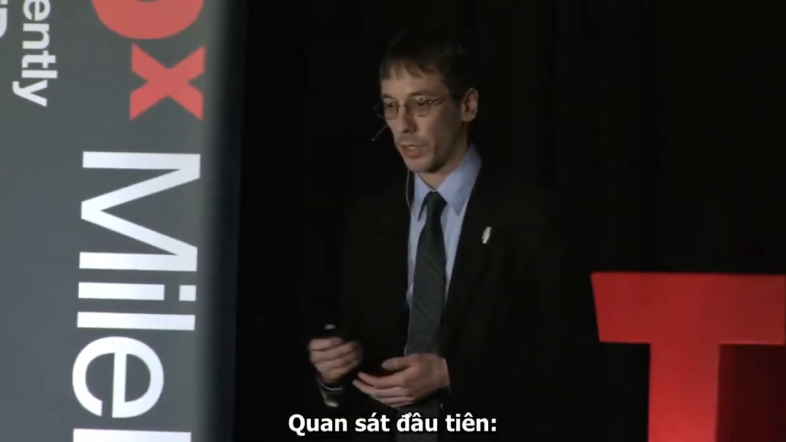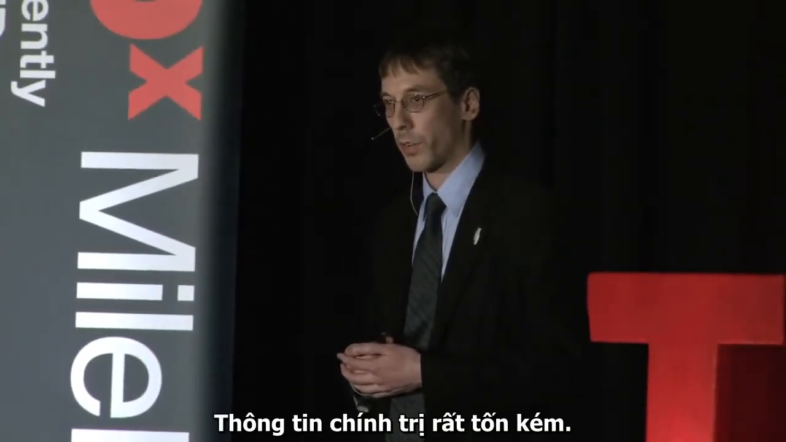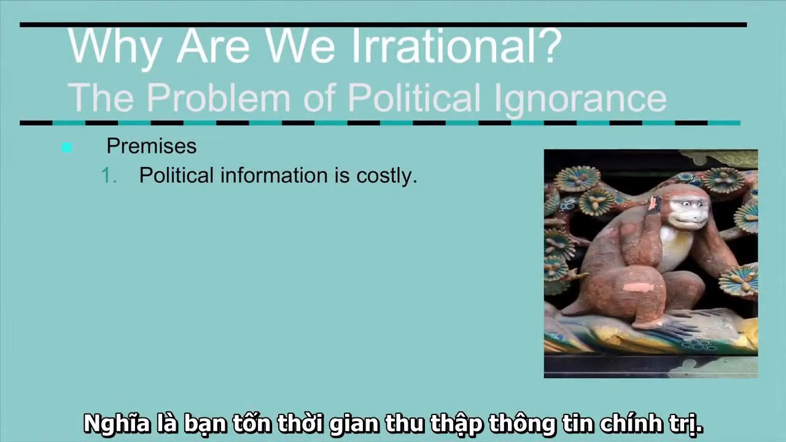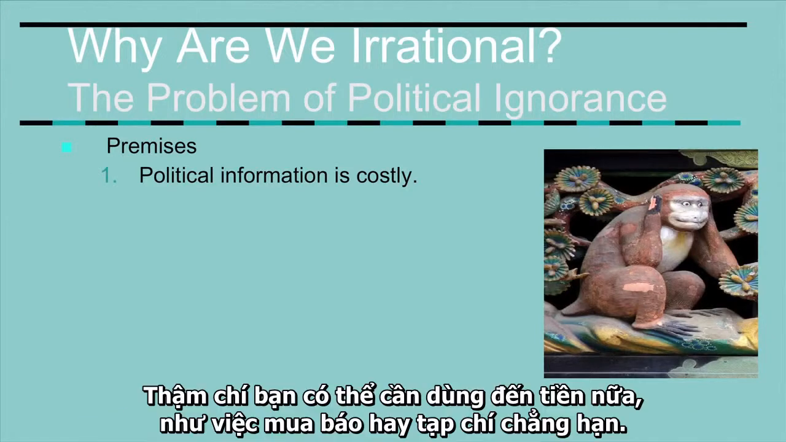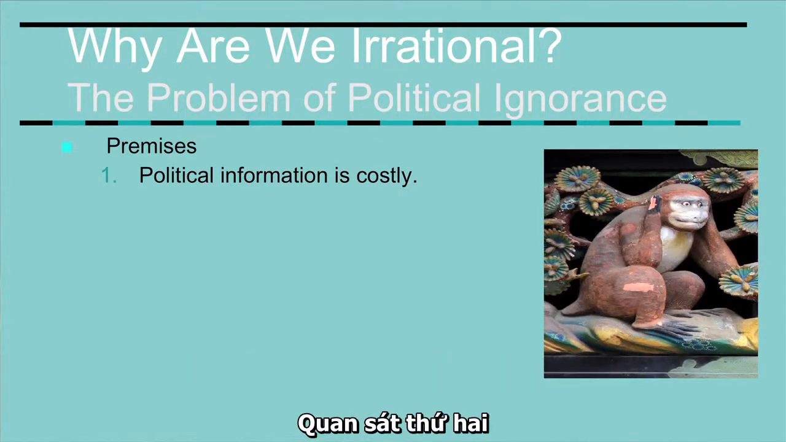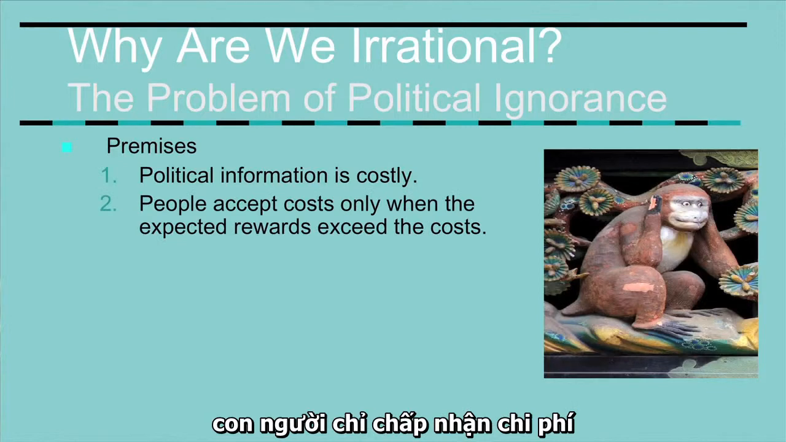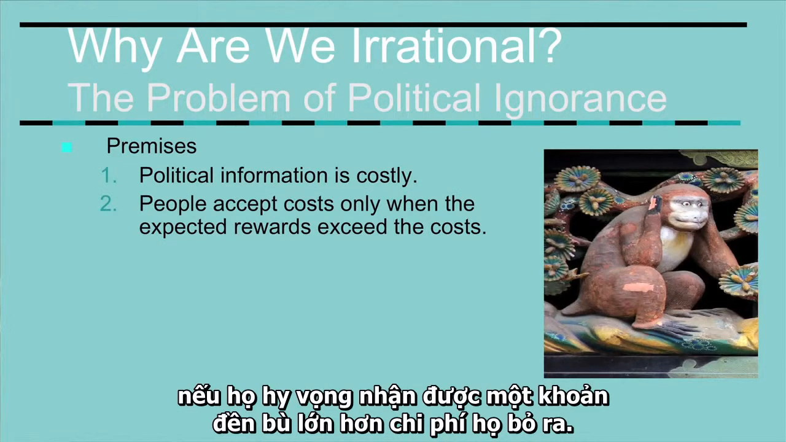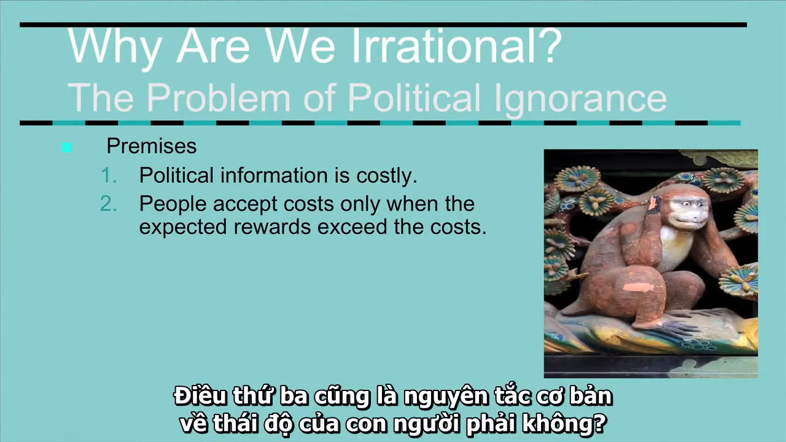The first observation is political information is costly. So you have to spend a lot of time collecting political information. You might even have to spend a little bit of money, maybe buying newspapers or magazines. Mostly, it's just a whole lot of time to become informed. Second, as a general rule, people will accept a cost only if they expect to receive greater rewards than the cost that they're taking.